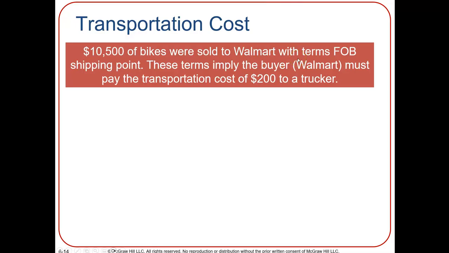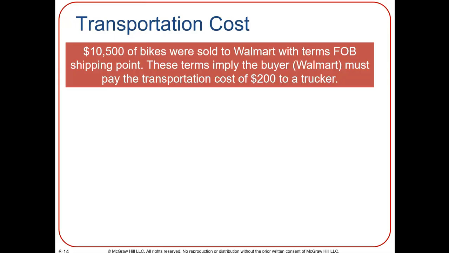$10,500 of bikes were sold to Walmart. So now we're still talking about this previous purchase in the last slide with terms, what we call FOB shipping point. All right. Now let's stop right there and talk about what FOB shipping point means. FOB shipping point in this case, because we are the purchaser, means that, let's say that we bought these bikes, I don't think they ever tell us who we bought them from, but maybe Schwinn, right? We bought these bikes from Schwinn and we bought them FOB shipping point. So the shipping point would be Schwinn's dock.